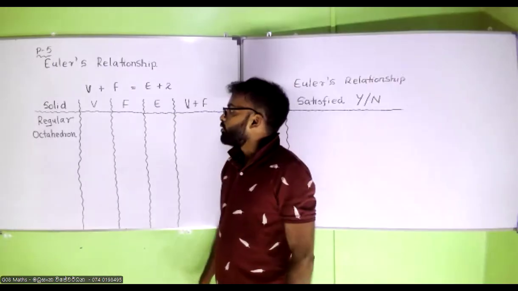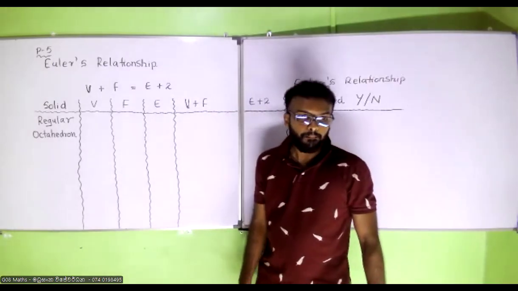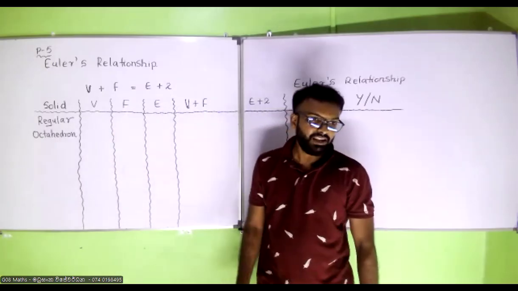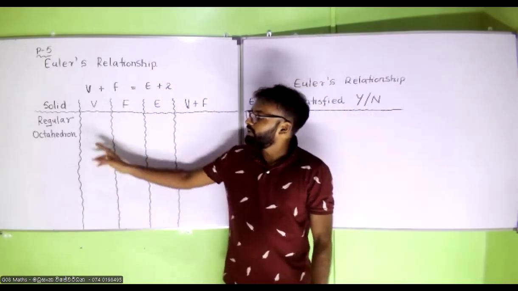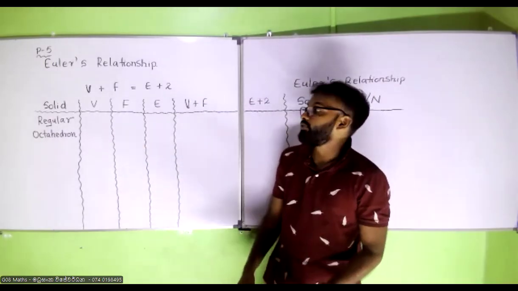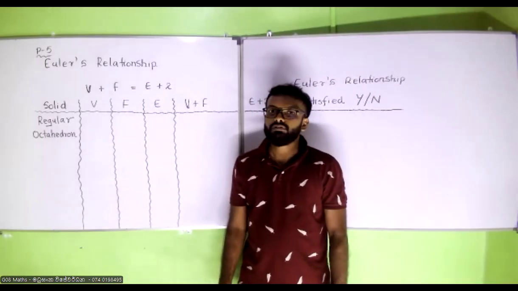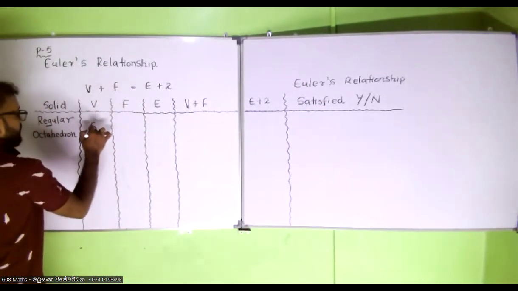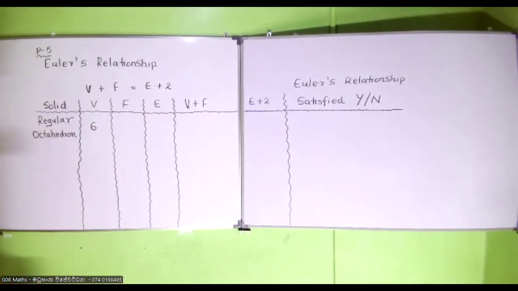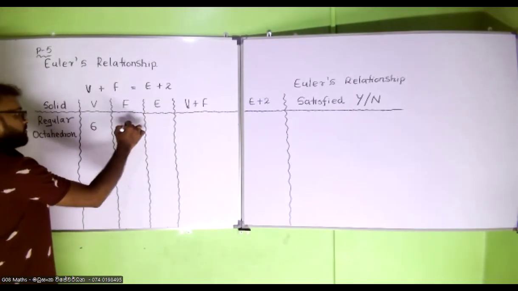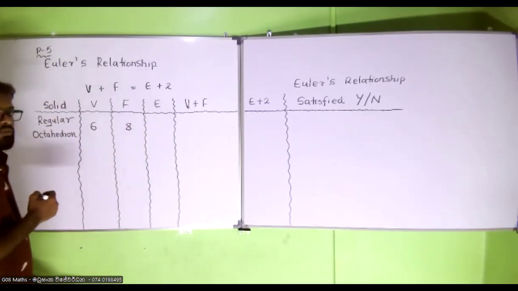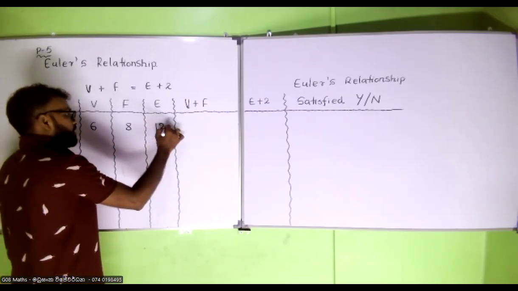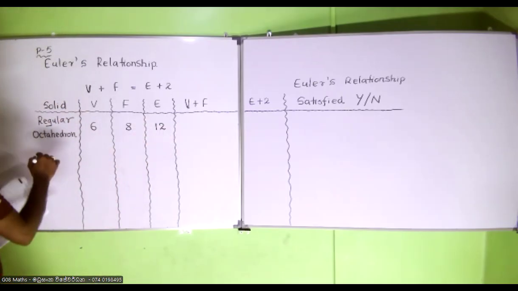Chamiru, now it is your time. Please fill V, F, and E. Can you tell me how many vertices there are for a regular octahedron? 6. Then how many faces are there for a regular octahedron? 8. How many edges are there for an octahedron? 12. Nice.